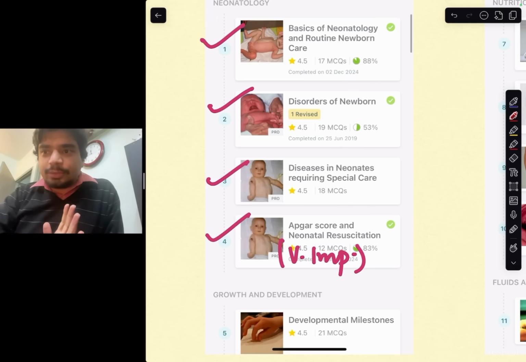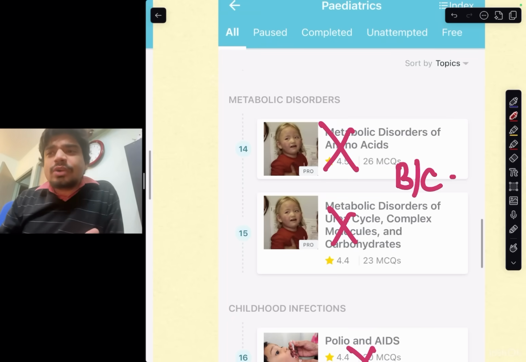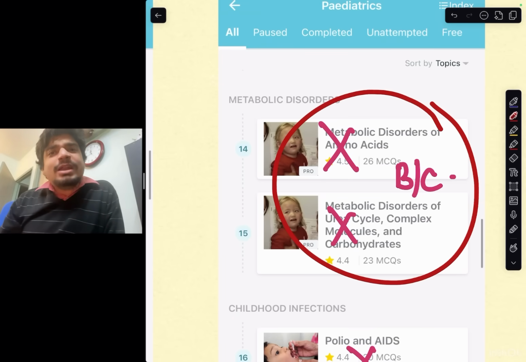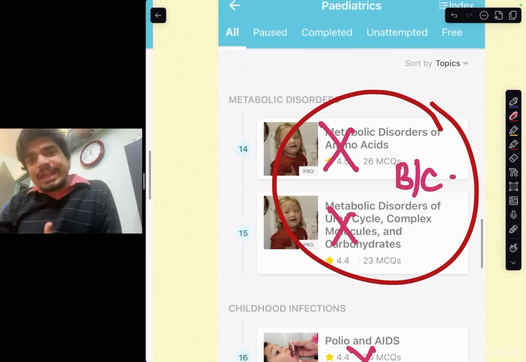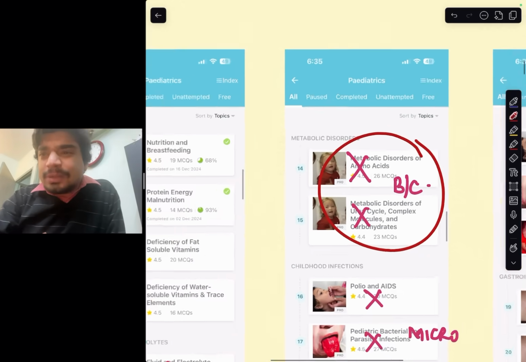Neonatology definitely is important. So that needs to be done. Do you need to do metabolic disorders of amino acids? No. All this would have already been done in biochem. Maybe in biochem you can do glycogen storage disorder module. But no need in pediatrics.